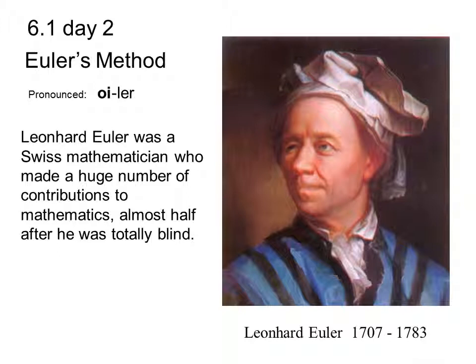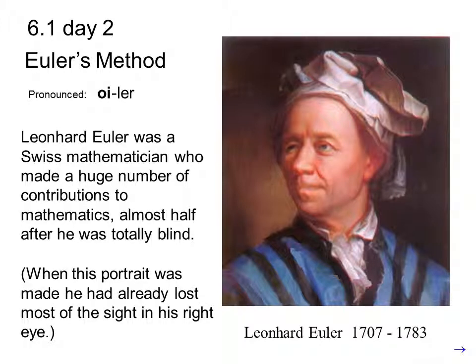Leonhard Euler was a Swiss mathematician who made a huge number of contributions to mathematics, almost half after he was totally blind. When this portrait was made, he had already lost most of the sight of his right eye.